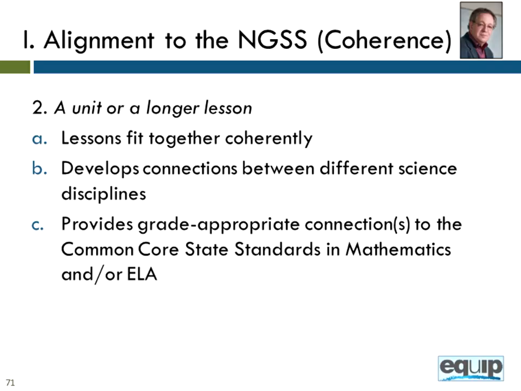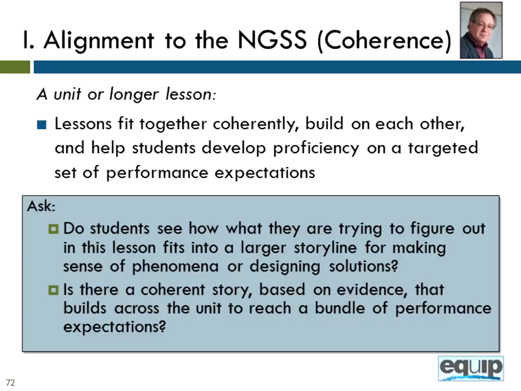There are three aspects of this that we want to look for. The first one is, does this piece fit into a larger sequence coherently? We're going to talk about that in terms of the storyline. The second thing is, where it's appropriate and productive, are we making the connections between different science disciplines, between, say, the chemistry and the physics of the situation, or between the chemistry and the biology of the situation? And then where it's appropriate, are we making appropriate connections to Common Core standards in math and or language arts? Those are three separate questions that one might ask in looking at coherence.